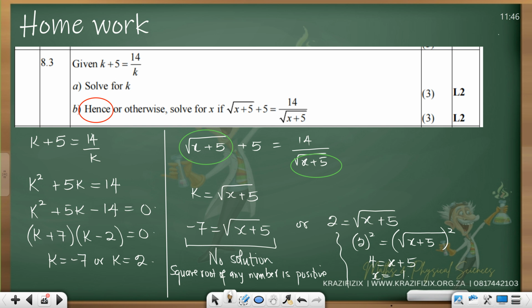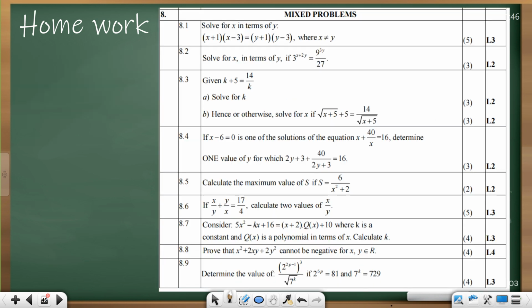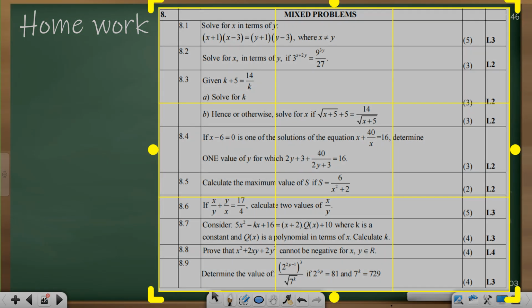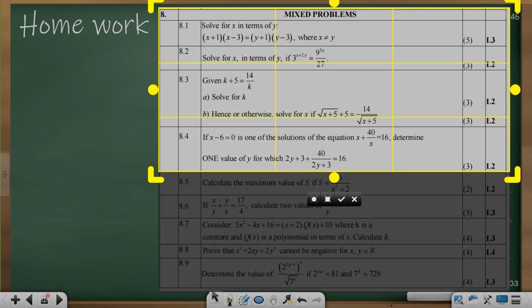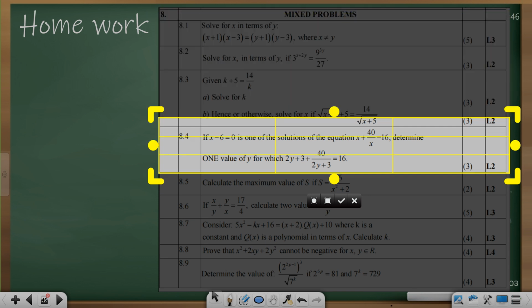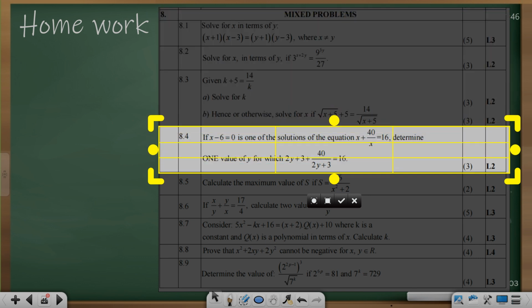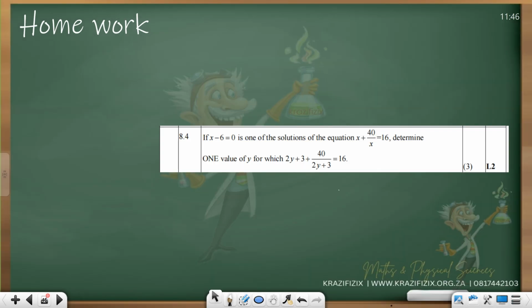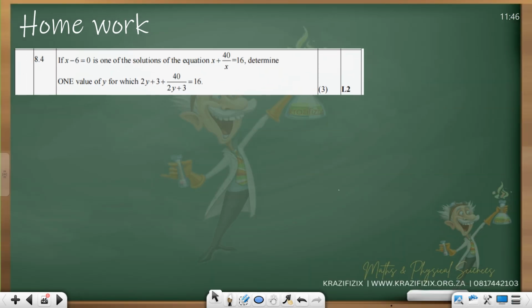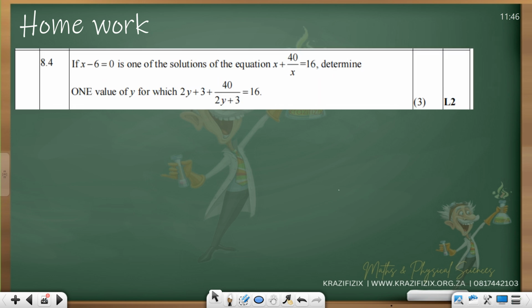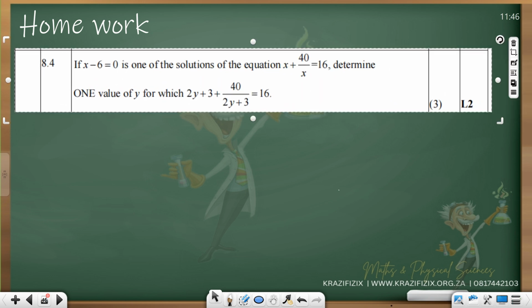Okay, let's move. 8.4. I want to try to see if we can finish this particular next set. It will be nice. So I'm going to increase my pace a little bit. If x minus 6 equals 0 is one of the solutions of that, determine one value of y.